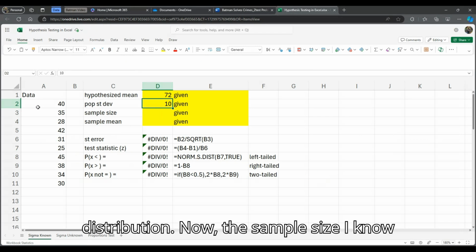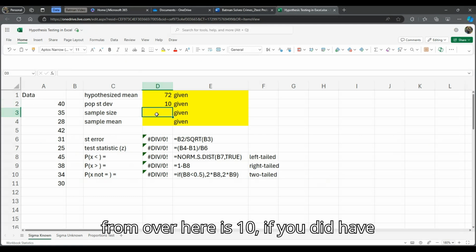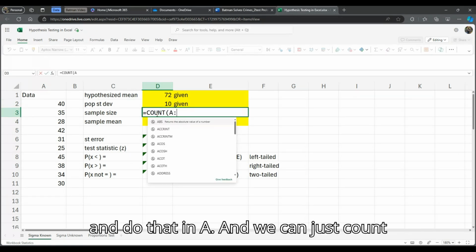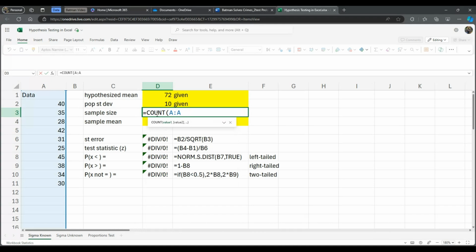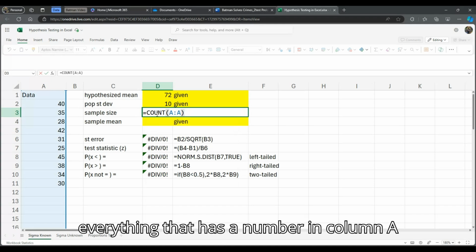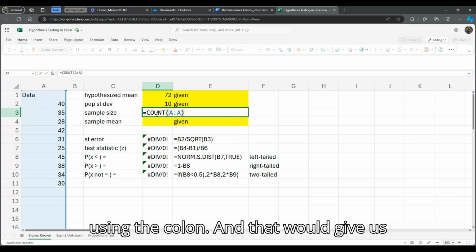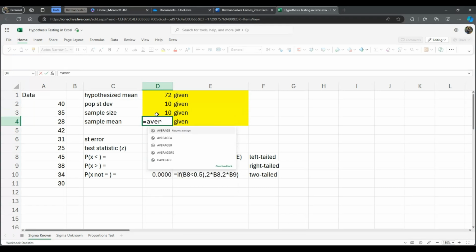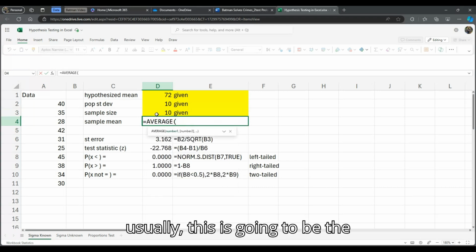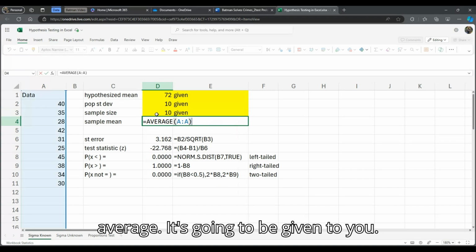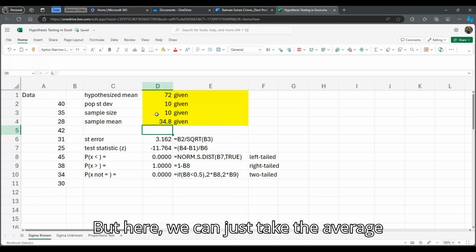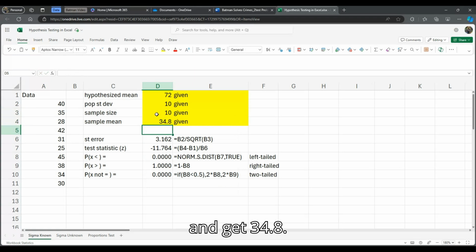Now, the sample size I know from over here is 10. If you did have data, you could use the count function and do that in A, and we can just count everything that has a number in column A using the colon, and that would give us a really nice start. And then the sample mean, now again, usually the average is going to be given to you, but here we can just take the average and get 34.8.